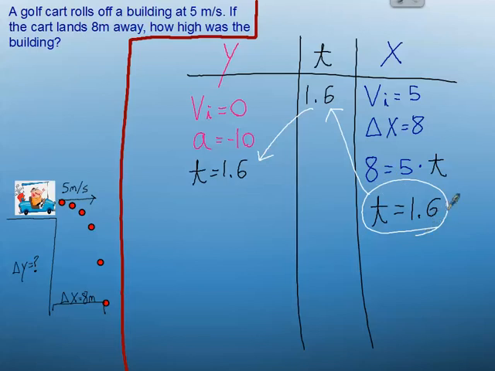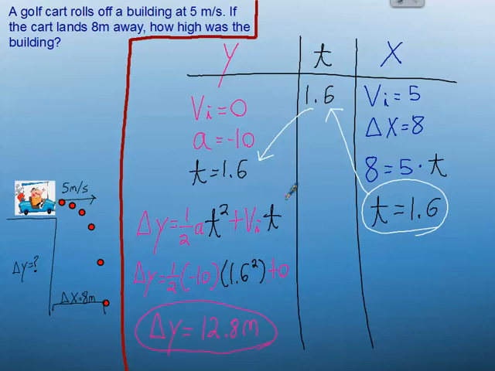Now it's the same process as before, we're just going backwards. We found time, so now we shuttle it to the other side of the chart in order to figure out how high this cliff was, or the building rather. As usual, delta y equals 1/2 at squared plus vit is going to do the trick for telling us how high this building was. And now that we have it, if we toss the values in, I get this. And finally, for the height of the building, we get that he fell 12.8 meters, which means the building was 12.8 meters tall.